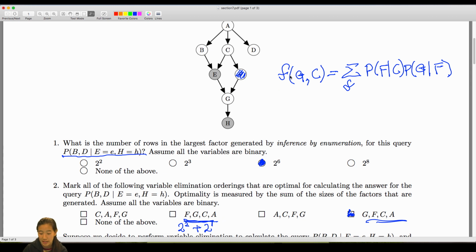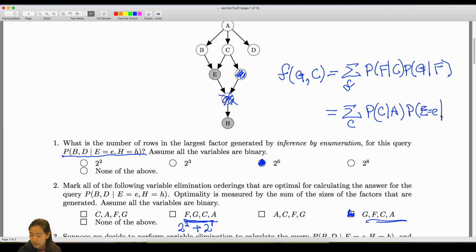Okay, the next variable that we want to eliminate is C. Creating a factor, we sum over all the values of C. We're going to have a factor which now does not contain G because G is also eliminated, so we just cross it out. We're going to have the factors P of C given A, and also P of E equals the evidence value given B and C. This gives us a factor that contains A, E equals the evidence value, and B. Looking at it, we see that this has 2 unobserved variables, so this one is going to give us a factor of that size.